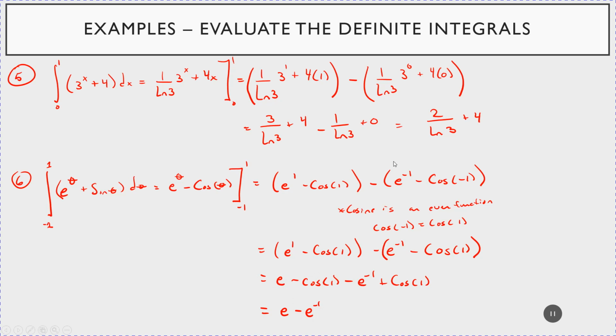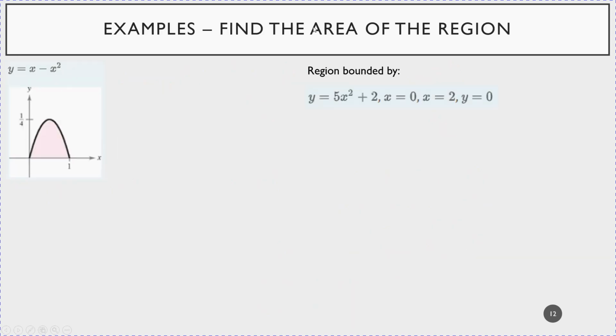All right, let's now end by looking at two problems where I don't just give you the definite integrals, I ask you to find some area. Let's look at this one here. Find the area shown here. This is the curve y is equal to x minus x squared, and I want to find this pink shaded area. I'm asking you to find the area between 0 and 1. So this area is equal to the integral from 0 to 1 of x minus x squared dx.